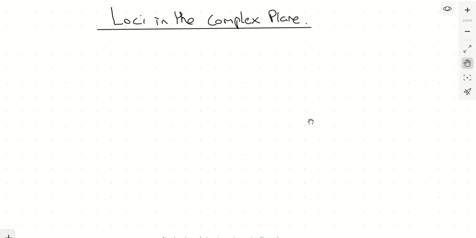Hello everyone. I'm just going to be waffling at you today about loci in the complex plane or loci in the Argand diagram. It's the next exercise in the book, and I tend to find that this is where people start to become a bit unstuck on the complex number stuff. It's not that bad actually once you get used to it, but it does feel a little bit weird at first, it has to be said.